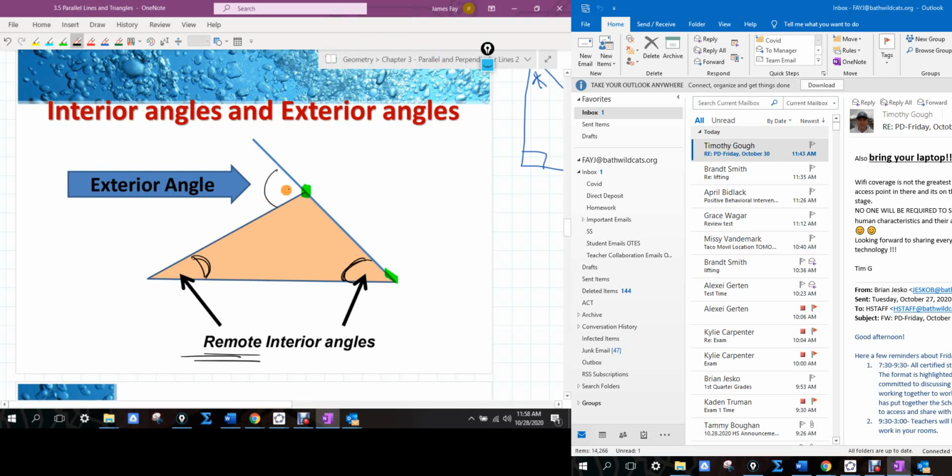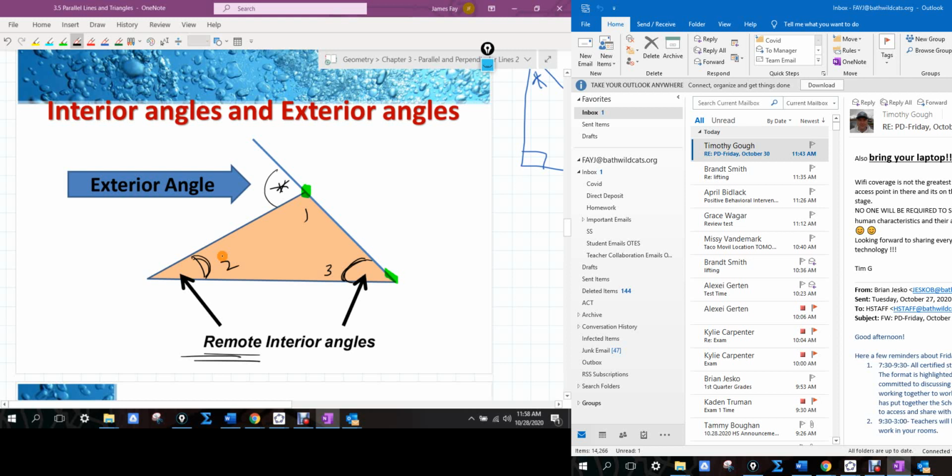Well, if I'm talking about my attention being on that angle, then I look at angles 1, 2, and 3. Which of those are far away from the exterior angle? It's 2 and 3, right? Does that make sense? Okay.